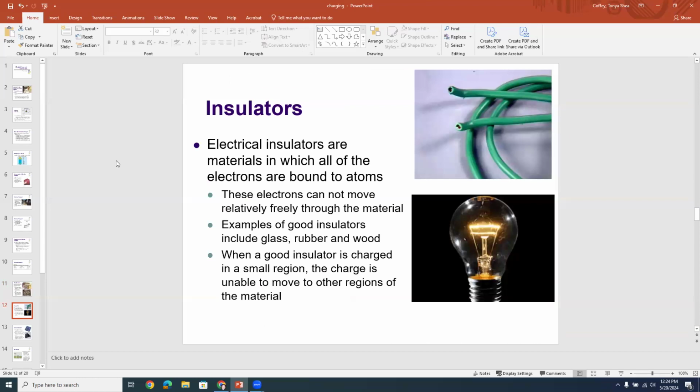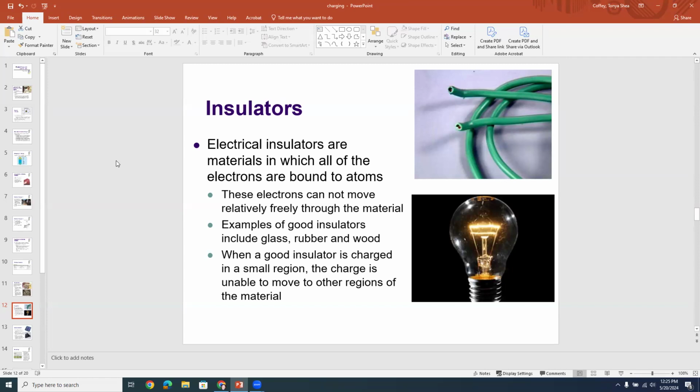Now, electrical insulators are the opposite of electrical conductors. Electrical insulators are materials where the electrons do not move freely at all. They're pretty much bound to the atom or molecule that they're sitting with, right? So these electrons don't move freely through the material. Examples of good insulators are things like glass, rubber, wood, amongst a lot of others.